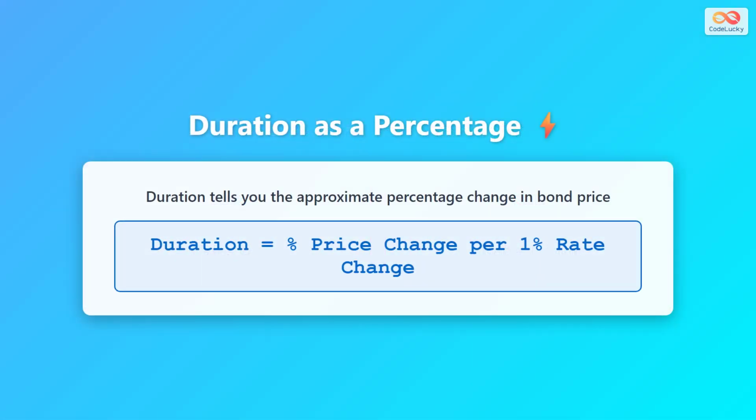Duration gives us a practical way to estimate price changes. It tells us the approximate percentage change in a bond's price for every 1% change in interest rates. For example, a duration of 5 means the bond's price will change by roughly 5% when rates move by 1%. This makes it a powerful tool for risk assessment.